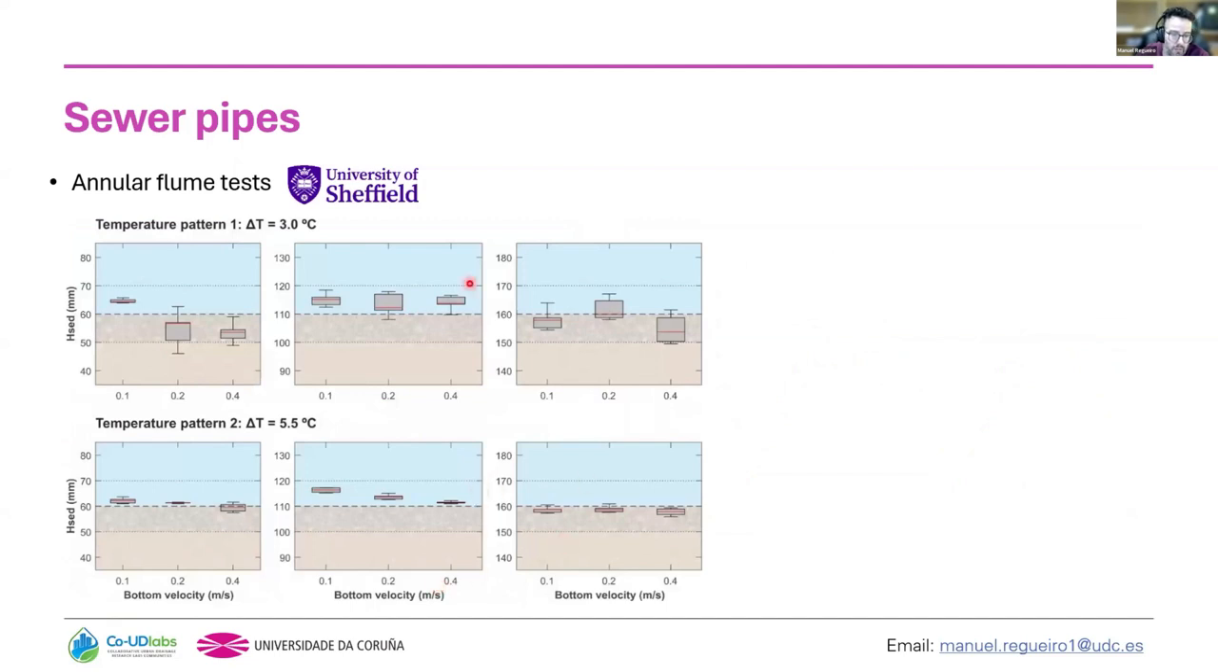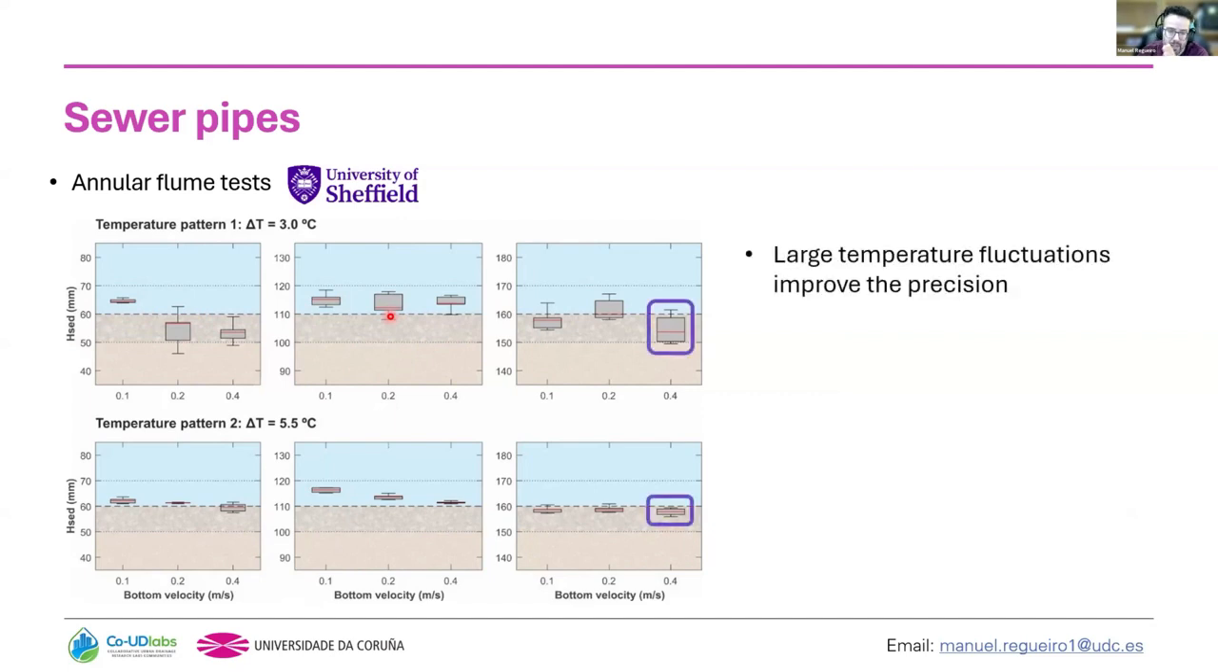These are the results that we found for the experiments in the annular flume, showing how we estimate the sediment depth under the different conditions. Not only different sediment depths, but also different flow scenarios. We also wanted to quantify how the flow rate influences these estimations. We found as a first result that the larger the temperature fluctuations, so the temperature gradient, the better the precision and the better the accuracy.